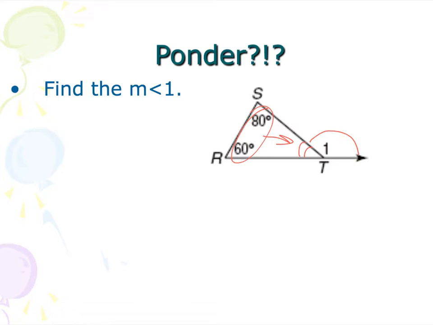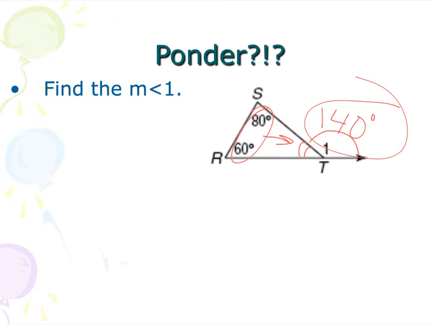This angle added to this would be 180. These two added to this would be 180. So what do we know about this angle and these two? Well, when you add those two together, we get 140 degrees. That is the measure of angle 1. Boom. So the exterior angle is equal to the sum of the two remote interior angles of a triangle.